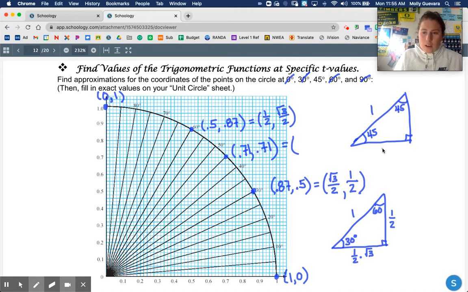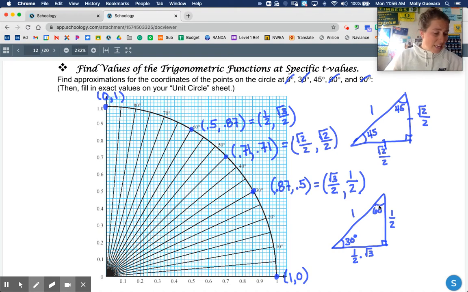And I can use what I know about 45, 45, 90 triangles. So this side and this side are the same length. They have to be the same length. So I can use Pythagorean's theorem, or I can use, again, our rules about 45, 45, 90 triangles. There's lots of stuff that we can do. But we find that this is the square root of 2 over 2, and if that's the square root of 2 over 2, this one also has to be the square root of 2 over 2. Lots of 2's. So I get the square root of 2 over 2, comma, square root of 2 over 2.